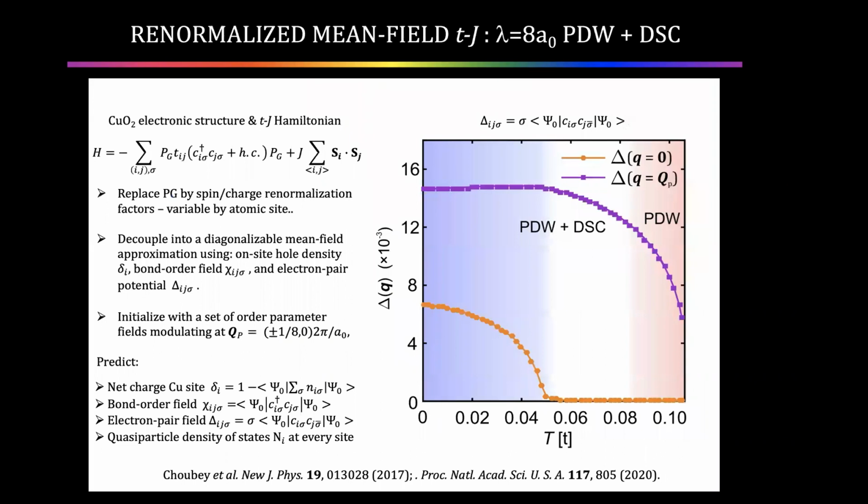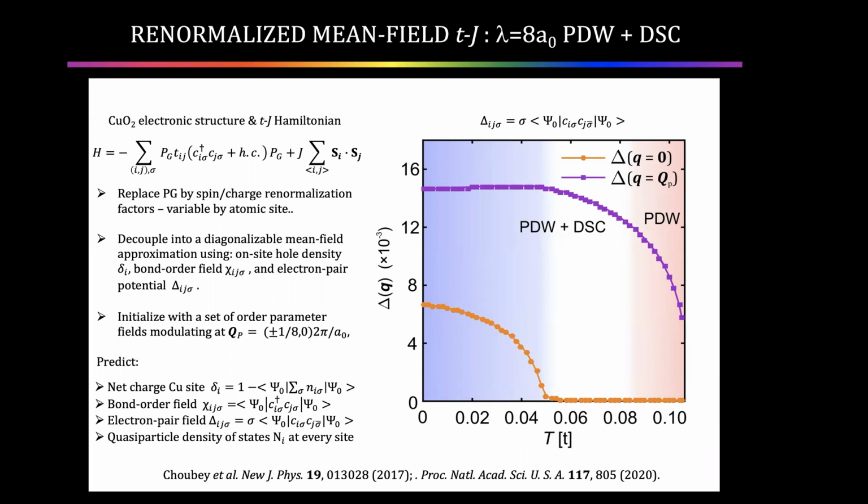So now Chubei pursued his model, solving at low doping, increasing the temperature, and solving for the charge, bond, and pair field modulations as a function of increasing temperature. And what he found is that the homogeneous superconductivity diminishes. It actually doesn't disappear. There's a region where it's kind of tenuous, and eventually it disappears. And the PDW order parameter diminishes, but it's quite strong in the model at the point where you reach the TC of the superconductor. So what this model describes is a PDW above TC of the D-wave superconductor.